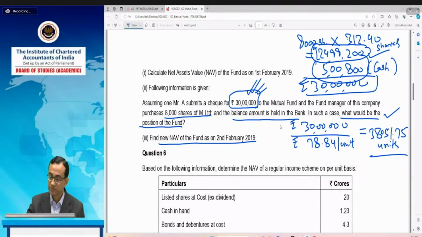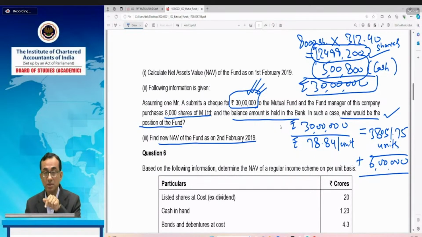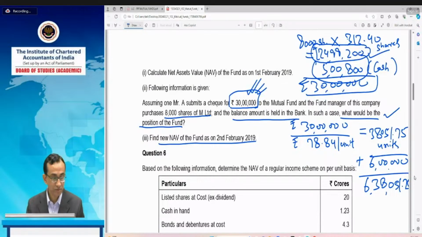So this 38,051.75. Earlier, what were the units? 6 lakh units were earlier there. Okay. Now the total number of units will be 6 lakh plus 38,051.75. I hope it is now clear to you.